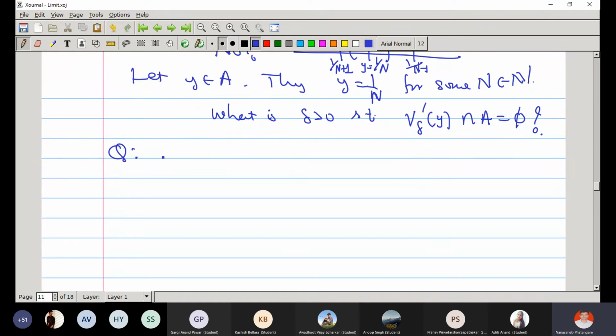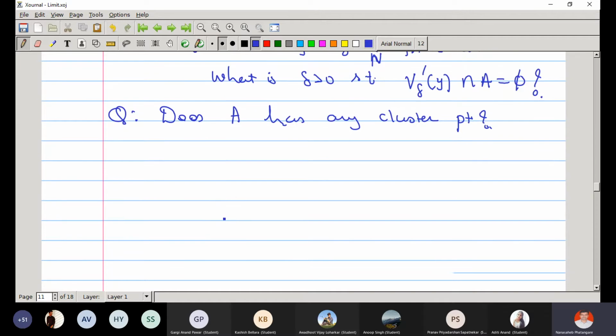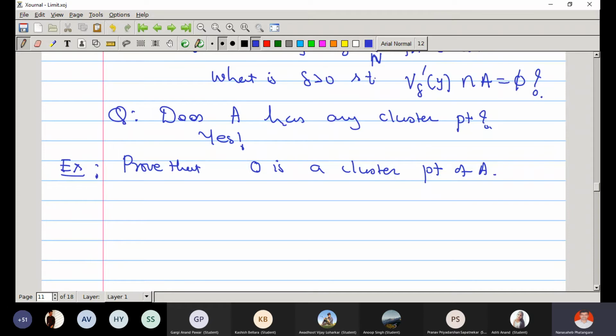Now my question is, does A have any cluster point? Yes, sir. So no member from the set is a cluster point, but does there exist any other cluster point outside the set? Yes, sir. What is that? 0. Okay, so prove that 0 is a cluster point of A.